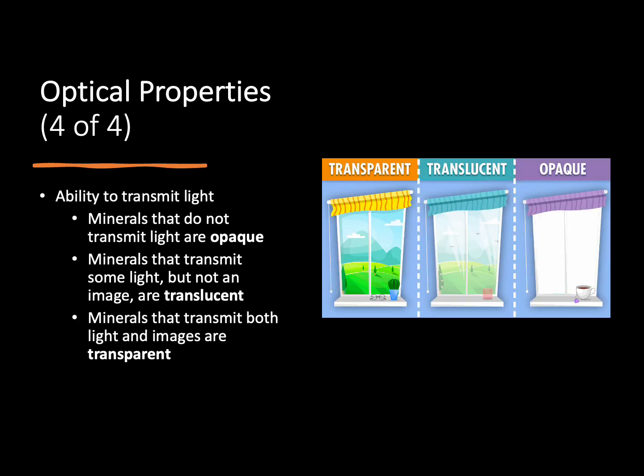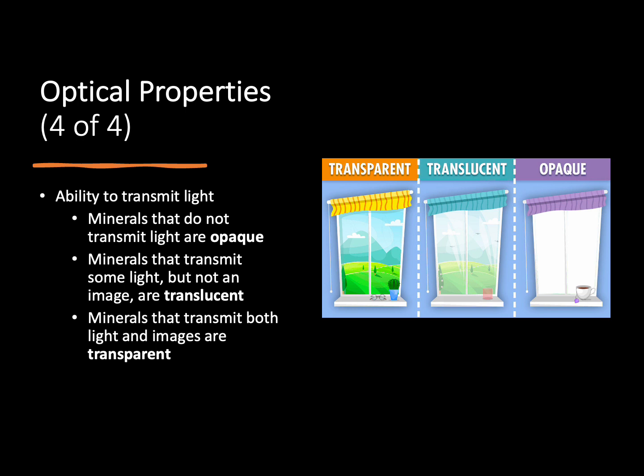And our last optical property that we want to look at when it comes to identifying a mineral is how well does light go through or transmit through that mineral. Some minerals are opaque, like this window on the far right. Here, it's not going to allow any light through whatsoever. It would be like a solid wall.